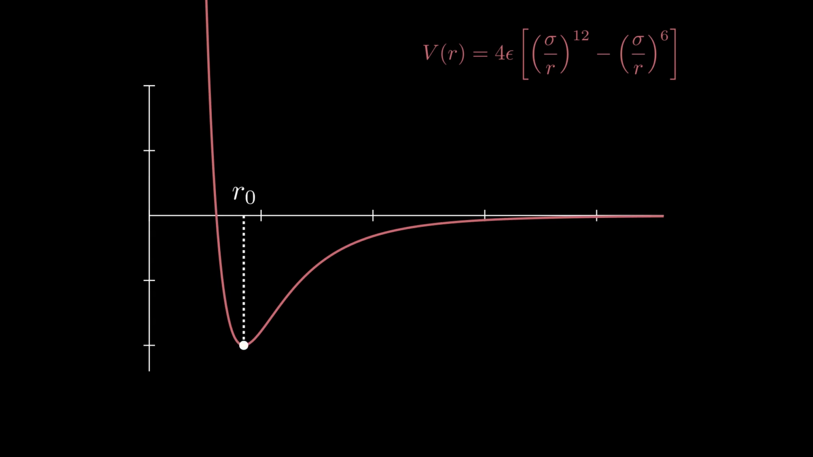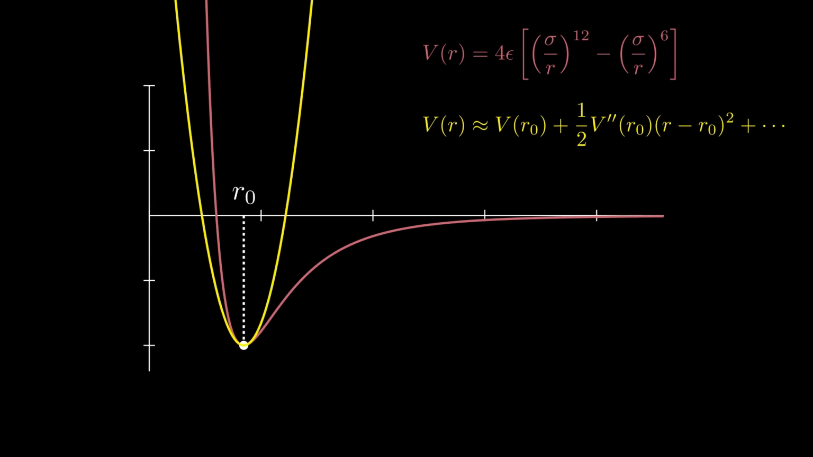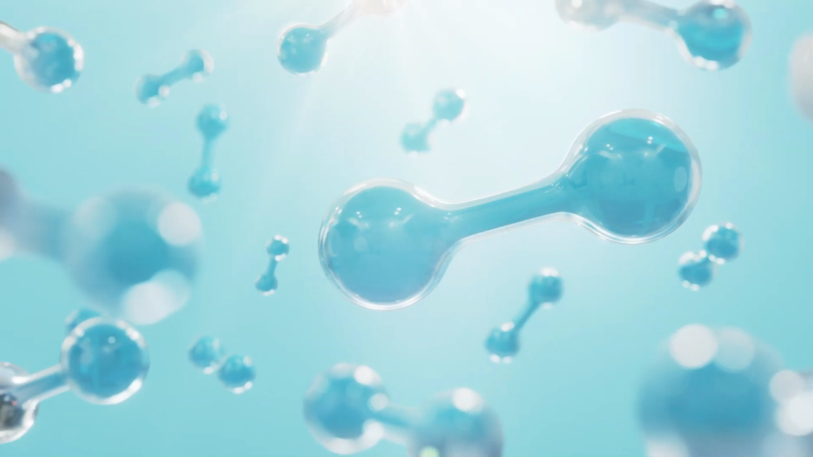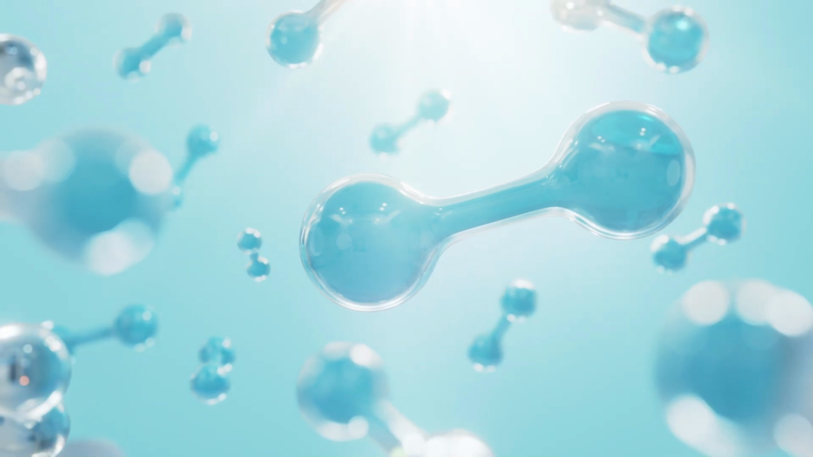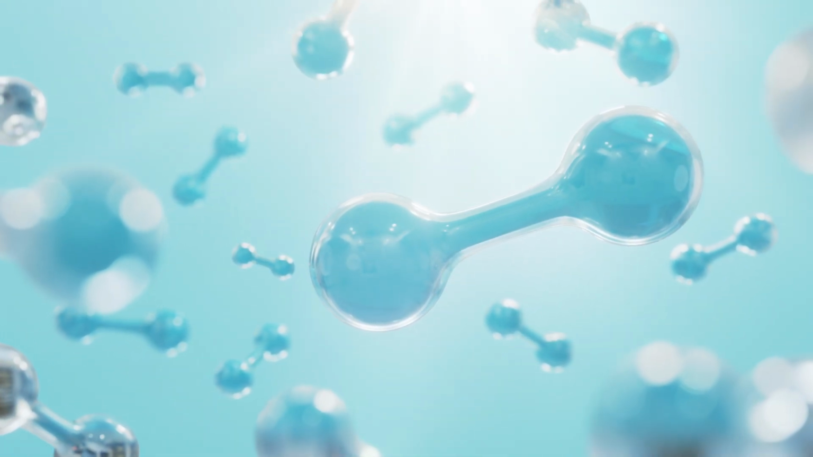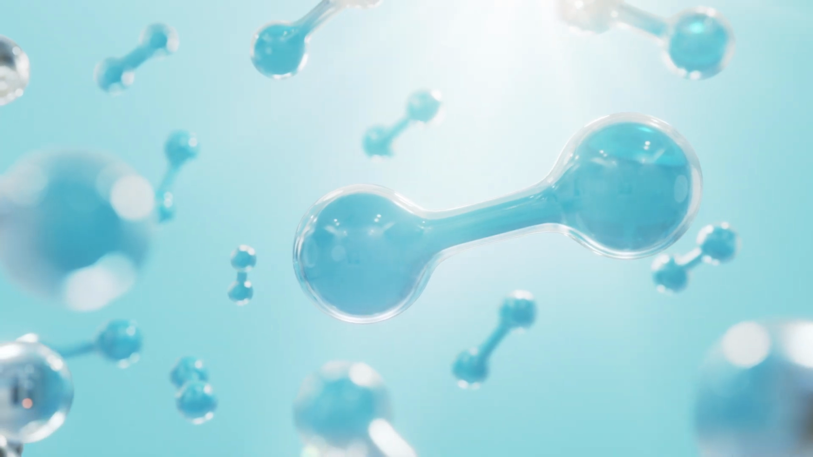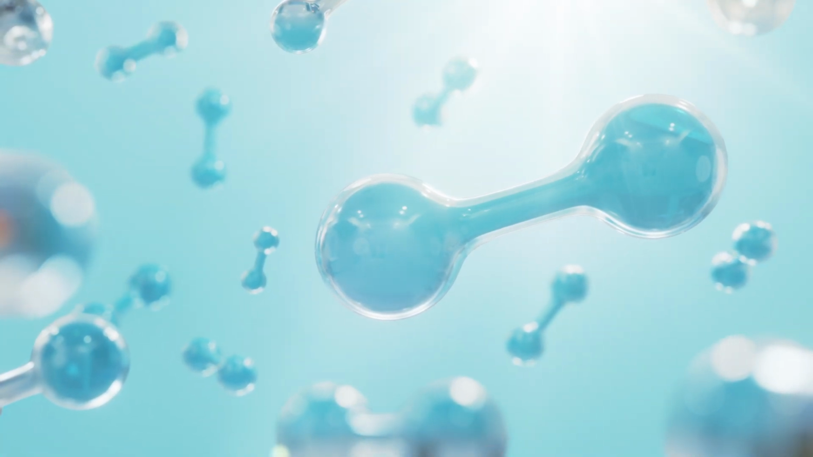We can expand the potential as a Taylor series around that equilibrium distance, r0. Notice the first derivative vanishes because r0 is at minimum. What's left is a quadratic approximation, just like a mass on a spring. This is why near equilibrium, the Lennard-Jones potential behaves like a harmonic oscillator. That means a small vibration of atoms or molecules around their equilibrium positions can be modeled using simple spring-like motion. This is actually a key idea in molecular or solid-state physics.